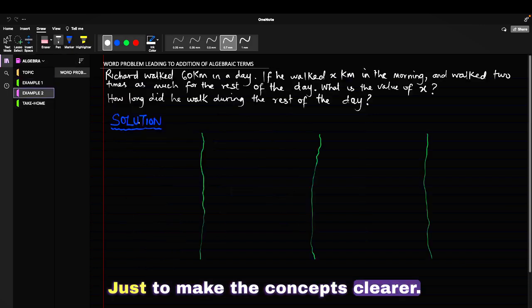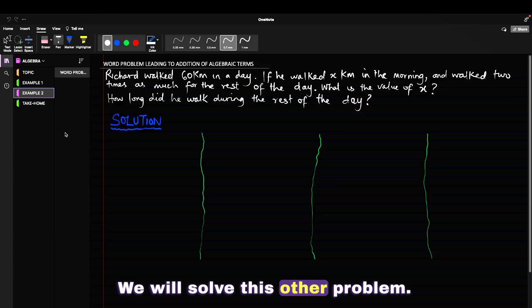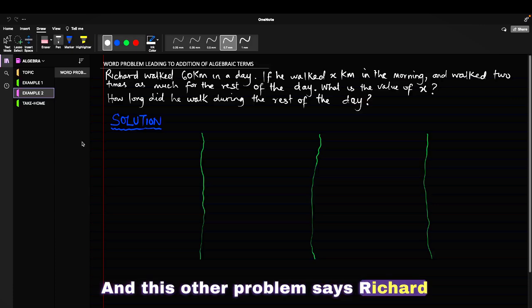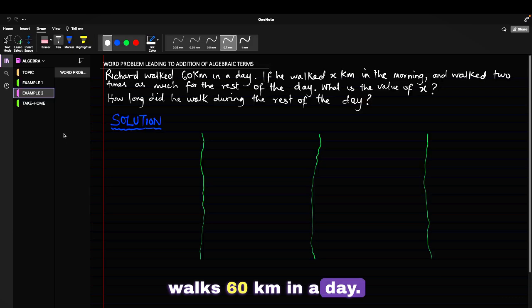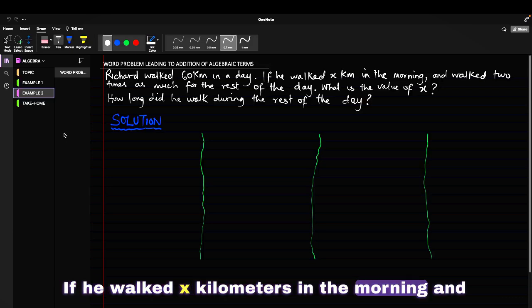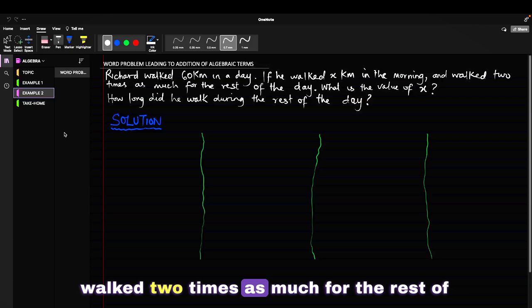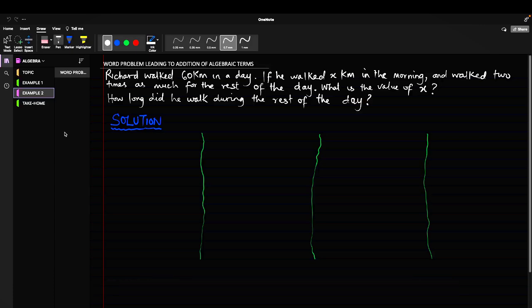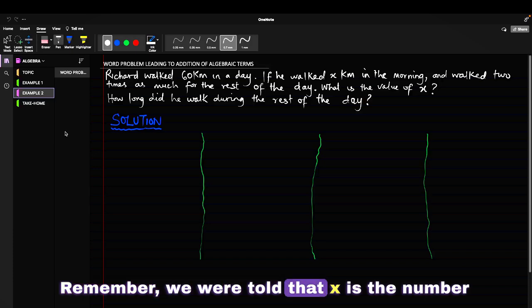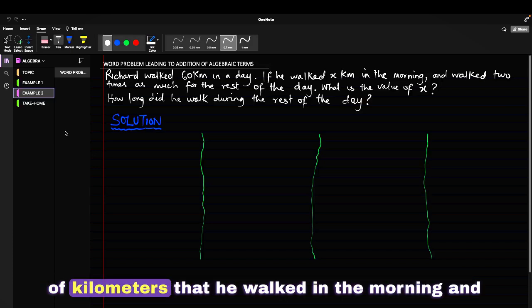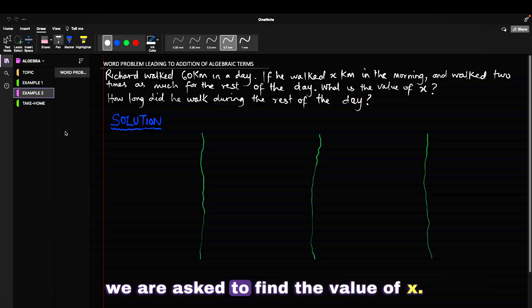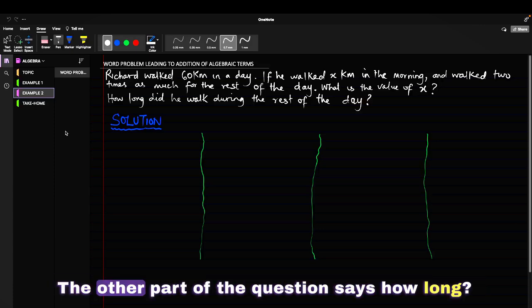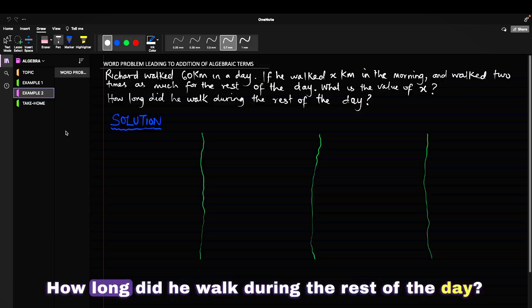Just to make the concepts clearer, we will solve this other problem. This other problem says Richard walks 60 kilometers in a day. If he walked x kilometers in the morning and walked 2 times as much for the rest of the day, what is the value of x? Remember, we were told that x is the number of kilometers that he walked in the morning, and we are asked to find the value of x. The other part of the question says, how long did he walk during the rest of the day?